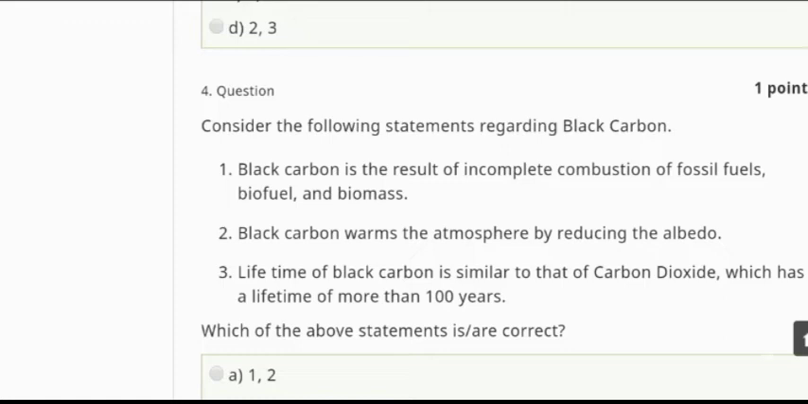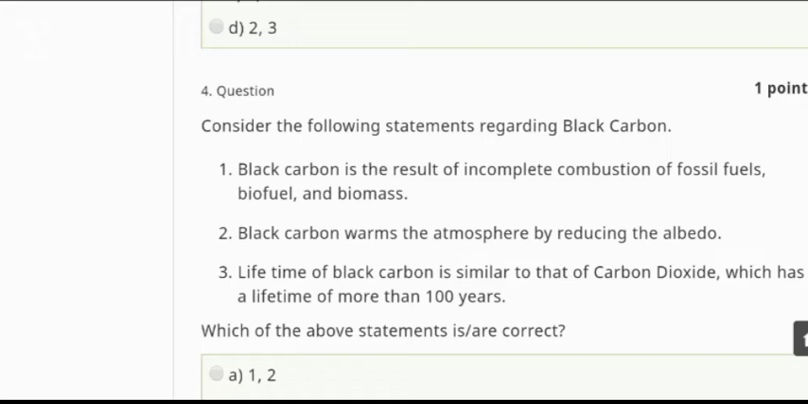Now first is, black carbon is the result of incomplete combustion of fossil fuels, biofuels and biomass. You see, this can be guessed. If fossil fuels, biofuels and biomass are completely combusted, then what occurs? If you just burn the biofuel, ash remains. If you burn the biomass, then also ash remains. If you burn the fossil fuels, then there is an exhaust that releases pollution filled gases. Black carbon is the result of incomplete combustion. So this can be guessed. So first option is correct.